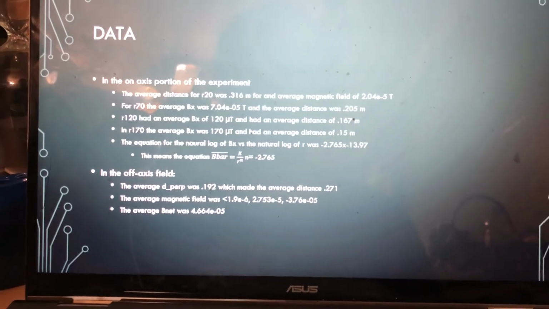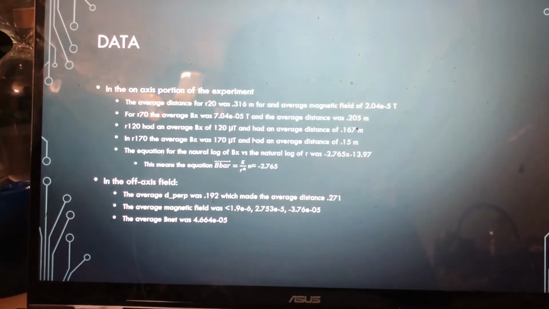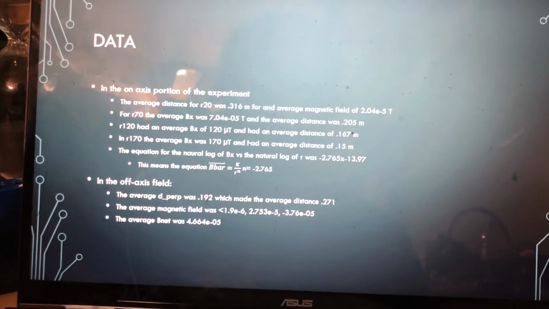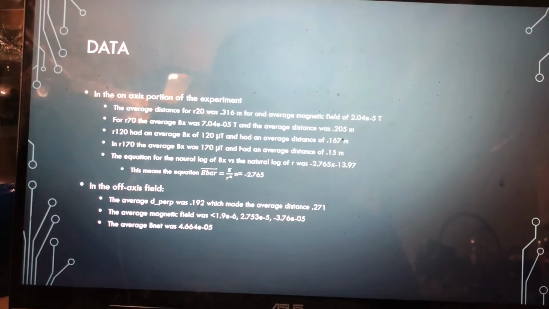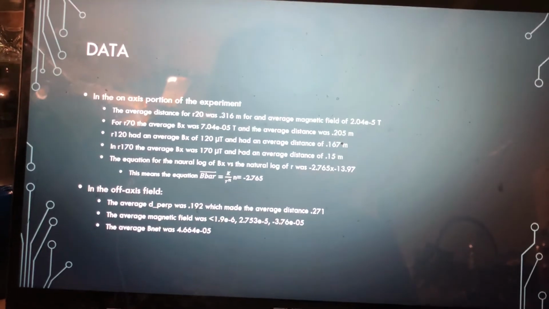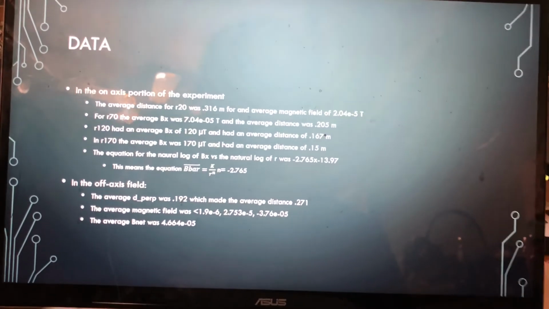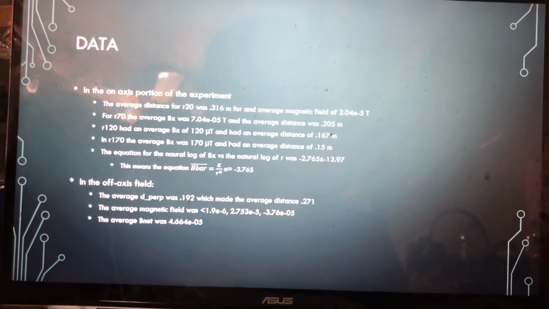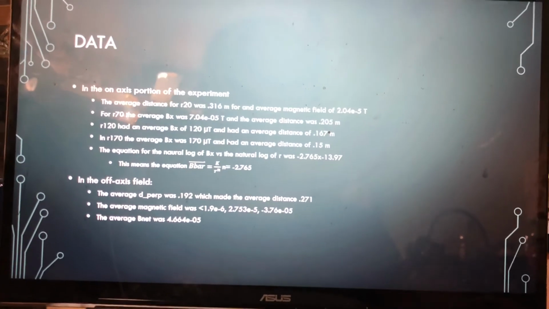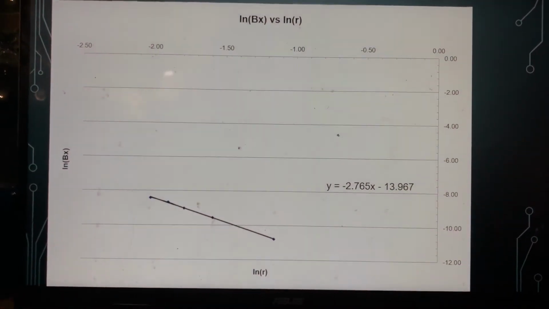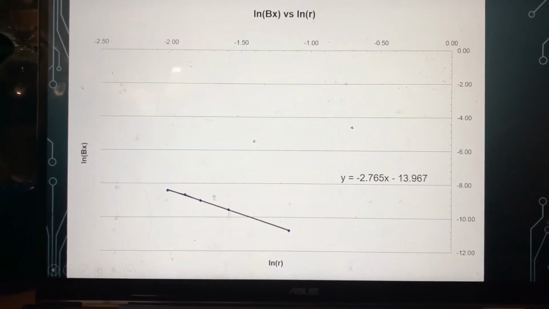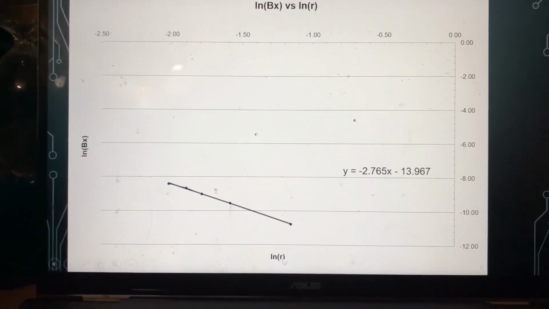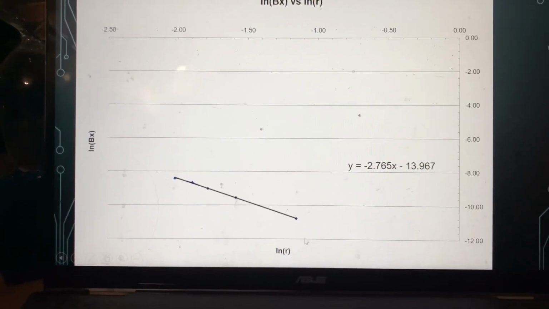The average magnetic field had an x component of 1.6 times 10 to the negative 6, 2.753 times 10 to the negative fifth, and negative 3.76 times 10 to the negative fifth, and the average magnitude of the B net was 4.664 times 10 to the negative fifth. And then this is the graph depicting the natural log of Bx versus the natural log of r, and the equation.